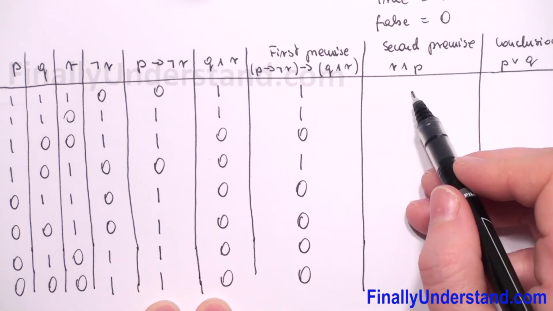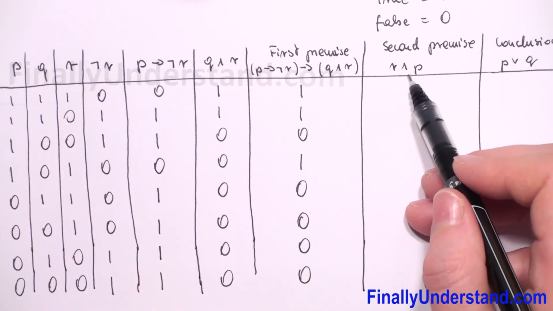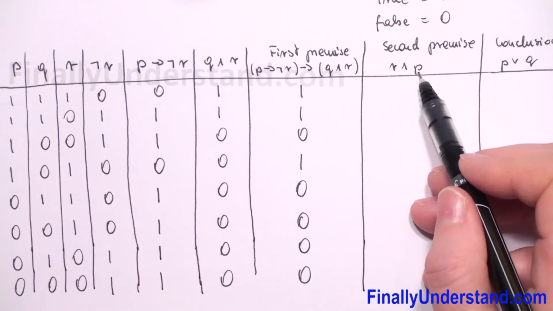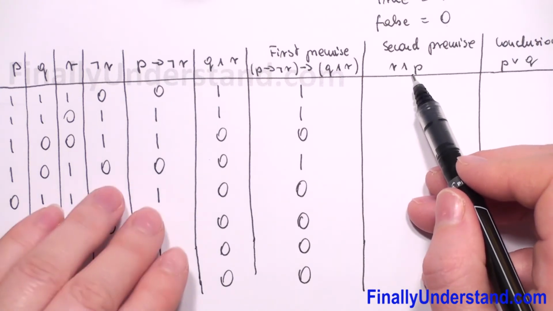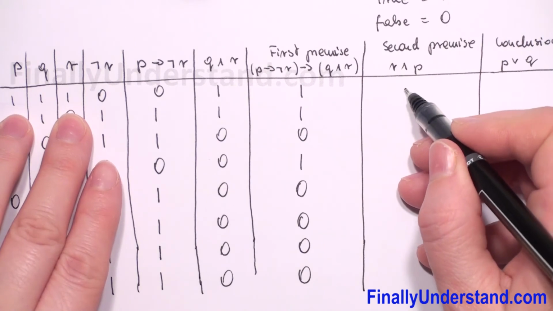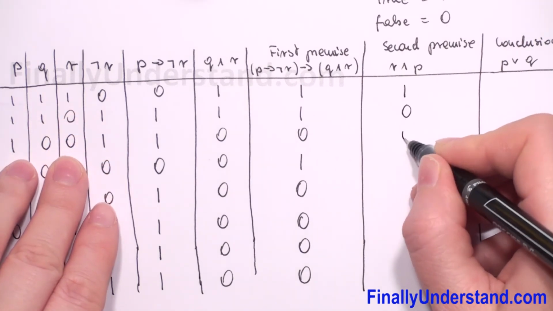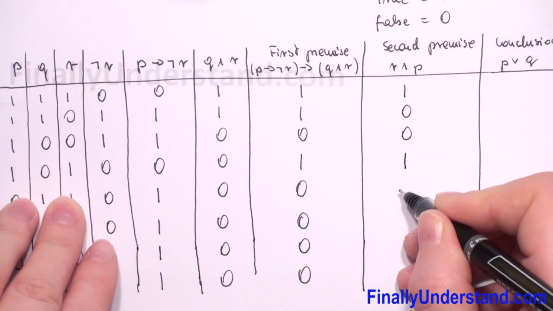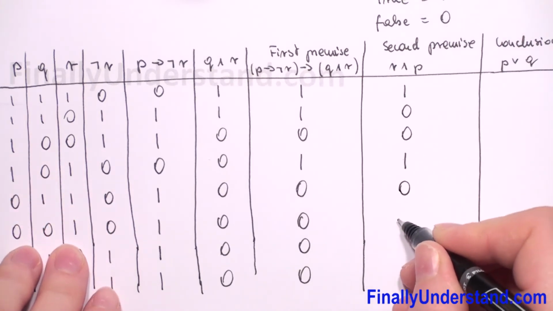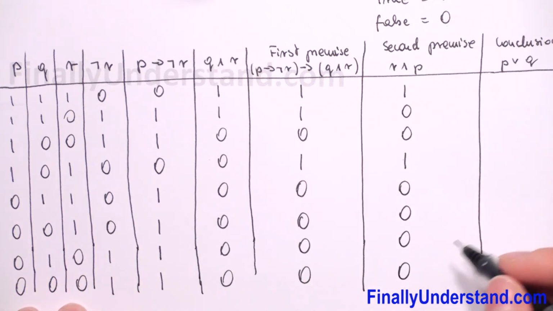Now we have again a conjunction statement, R and P. A conjunction is true only when both statements are true. So we have R and P, 1 and 1. So this is true, false, false, true, false, false, false, and false.